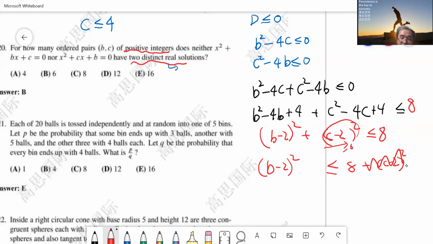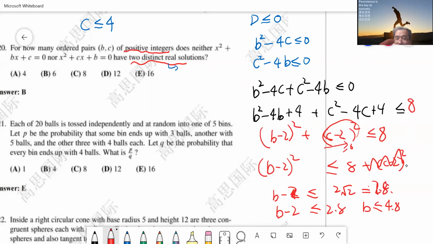We're going to take the square root. So b minus 2 is smaller or equal to 2 square root 2, which is about 2.8. So then b minus 2 must be smaller or equal to 2.8. So then b is smaller or equal to 4.8, right? And again, b is an integer, right? So that means b is actually smaller or equal to 4, right?